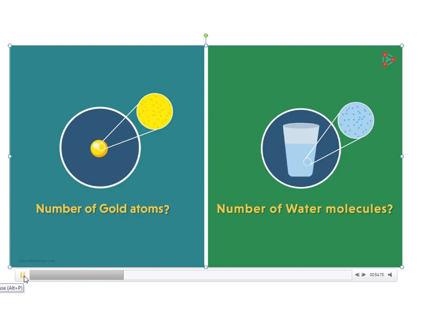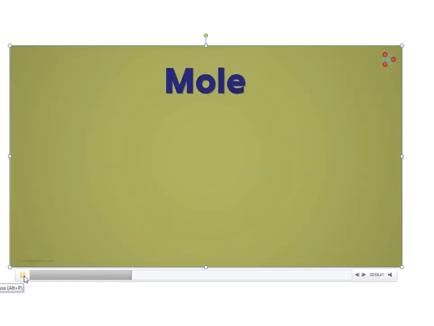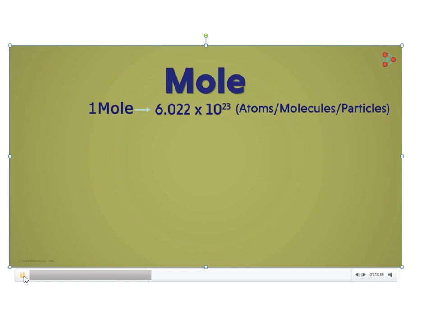So moving ahead, basically, mole is a number of particles, which is going to be: 1 mole is equal to 6.022 into 10 raised to the power 23 atoms or molecules or particles. Now, what is this number 6.022 into 10 raised to the power 23? Basically, it's this big number. So these are the number of particles, molecules or atoms that are present in any 1 mole of a substance.